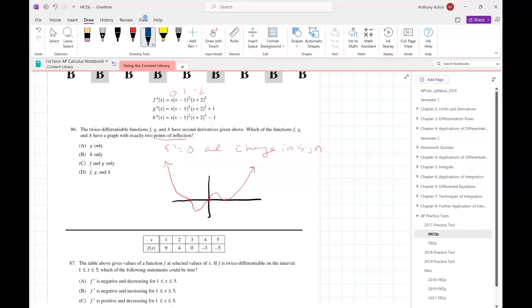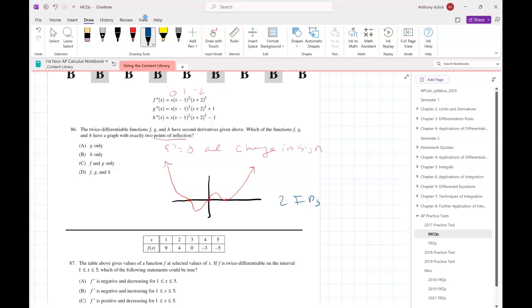So I have 2 inflection points here, right? If I shift this up 1 unit, I'd still have an inflection point. It's just going to move over to here a little bit. I'll still have an inflection point here, but it moves over just a little bit. And that doesn't intersect anymore at all. So I still have 2 inflection points, right?